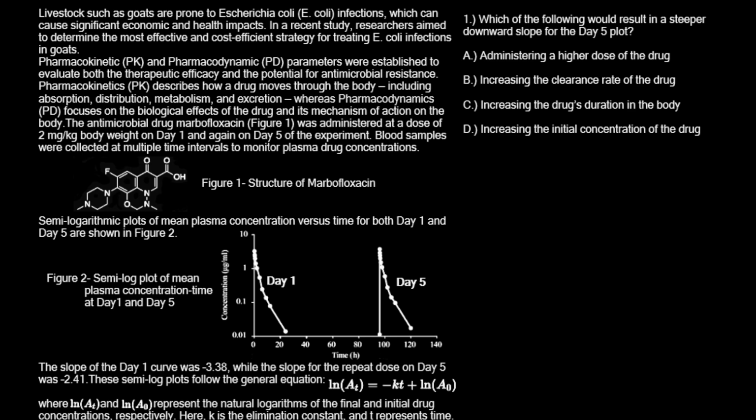Question number 1. Which of the following would result in a steeper downward slope for day 5 plot? Answer choice A says administering a higher dose of the drug. Answer choice B says increasing the clearance rate of the drug. Answer choice C says increasing the drug's duration in the body. And answer choice D says increasing the initial concentration of the drug.